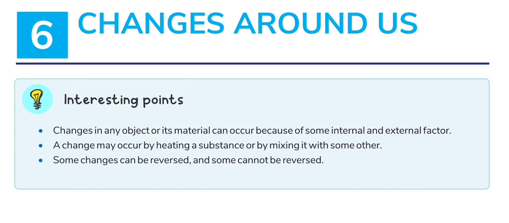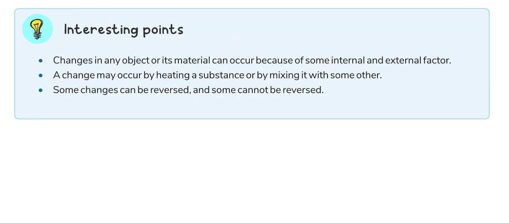Interesting points. Changes in any object or its material can occur because of some internal and external factor. A change may occur by heating a substance or by mixing it with some other. Some changes can be reversed, and some cannot be reversed.